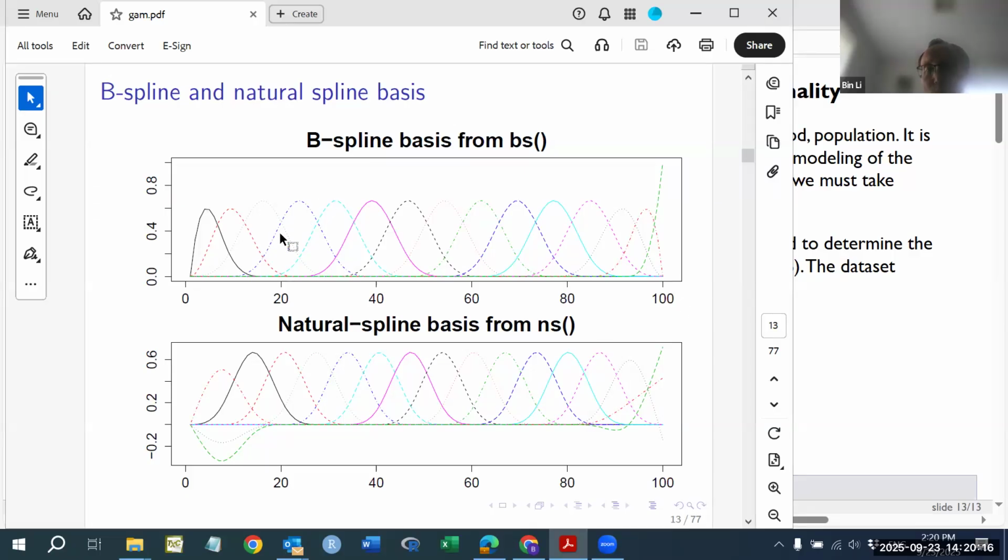But you can do these plots very easily because in R, there is a function called bs to do the B-spline, and ns to do the natural spline. So the computer will calculate these for you. And also both of them are computationally very efficient.